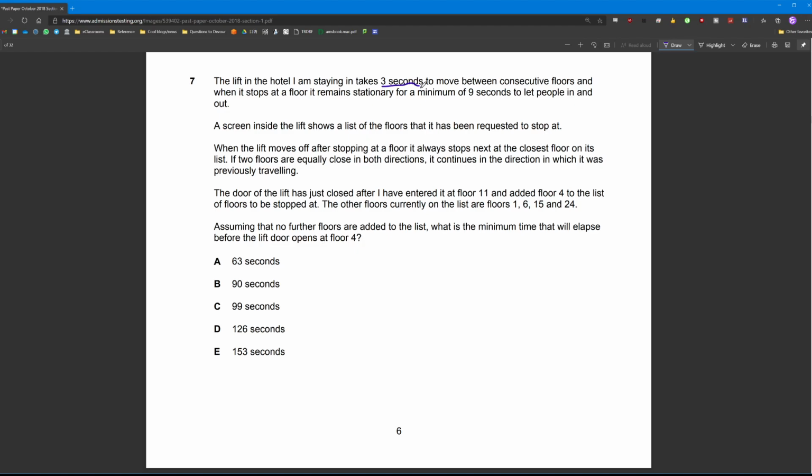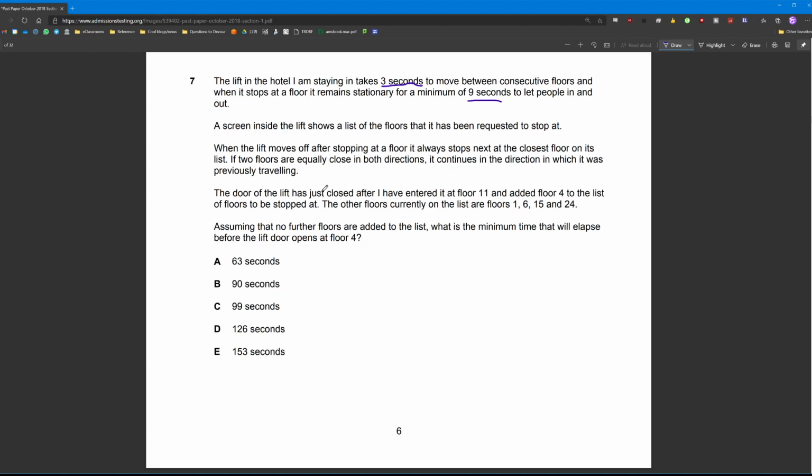It takes 3 seconds to move between floors, and it stops for 9 seconds. A screen inside the lift shows the list of floors that it has been requested to stop at. When the lift moves after stopping at a floor, it always goes to the closest floor on its list. If 2 floors are equally close, it continues in the direction it was previously traveling.